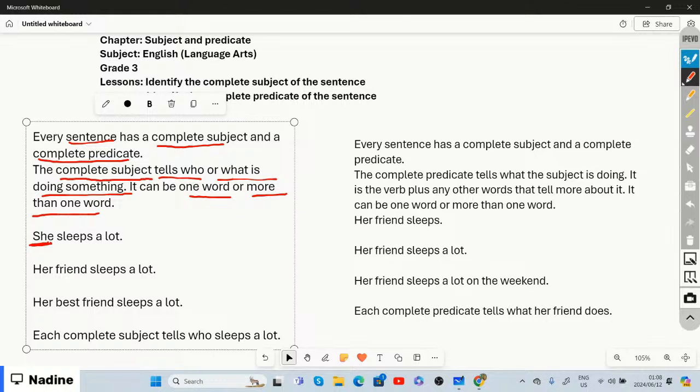If we look at the next sentence, it says her friend sleeps a lot. Remember, we said that a complete subject tells us either who or what is doing something and can be one word or more than one word. In this case, we are saying her friend sleeps a lot. So now you need to ask yourself, who sleeps a lot? We can say her friend. That is now more than one word being identified as the subject that tells us who or what is doing something.